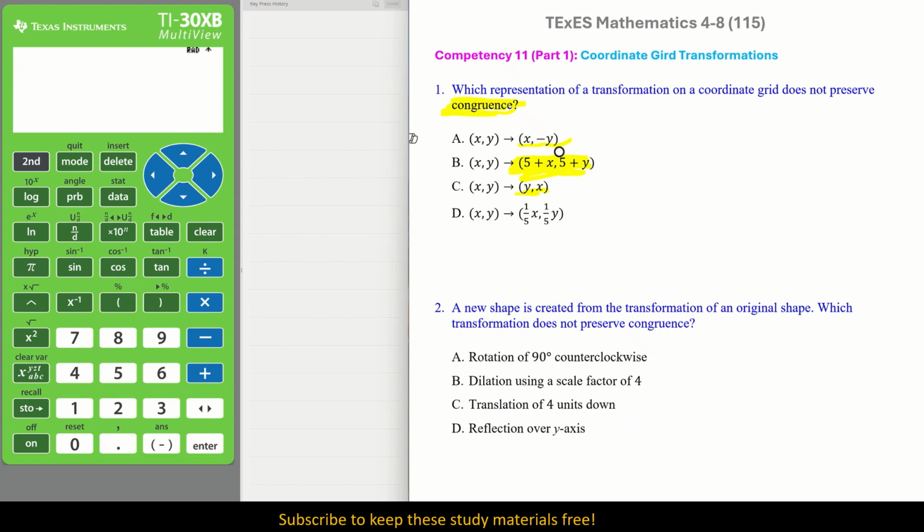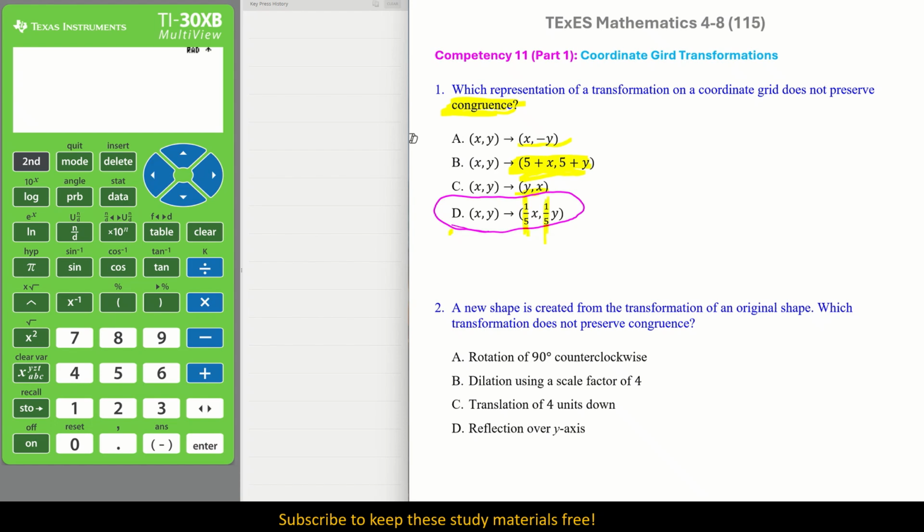The only time we're changing the size is with D, where you are decreasing it by 1/5. And not just one value, let's say just the X value. That also would apply to the Y. So that is a dilation, and it does not preserve congruence. You're multiplying, as I said, using a scale factor. And what is the scale factor? The scale factor is 1/5.